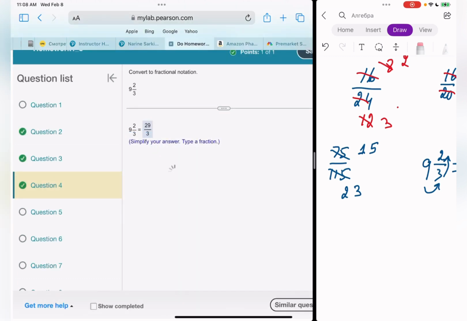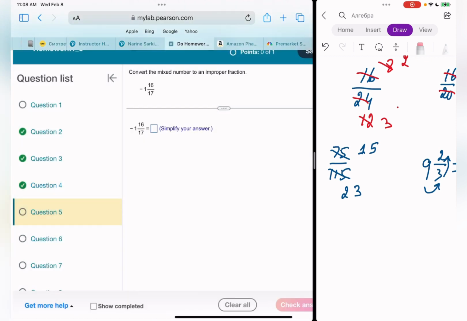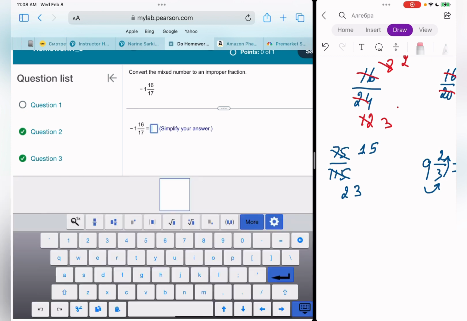Bingo. Question number 4. Oh, 5. Okay. Negative 1 and 16 over 17. So I'm going to do this without drafting, and you follow my thought. So first of all, we have negative.